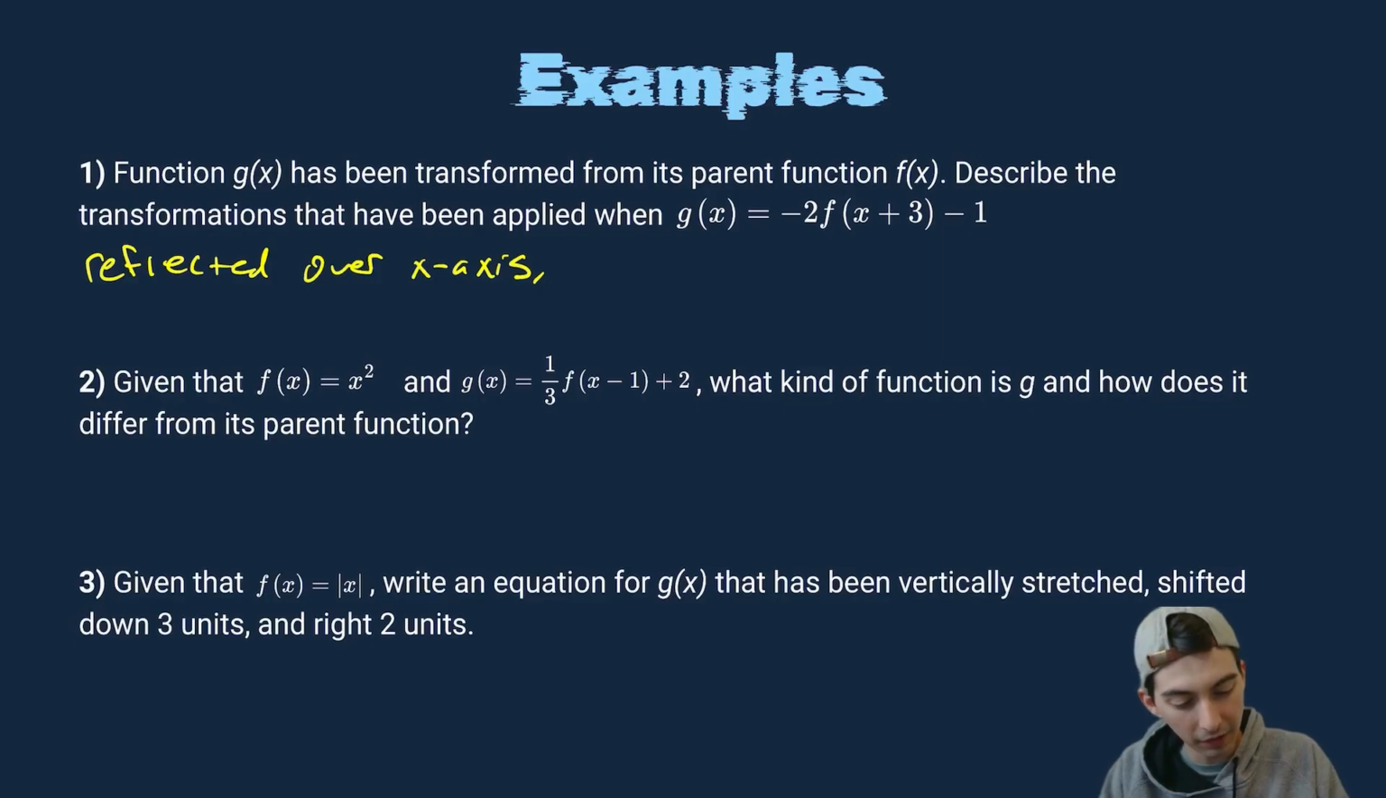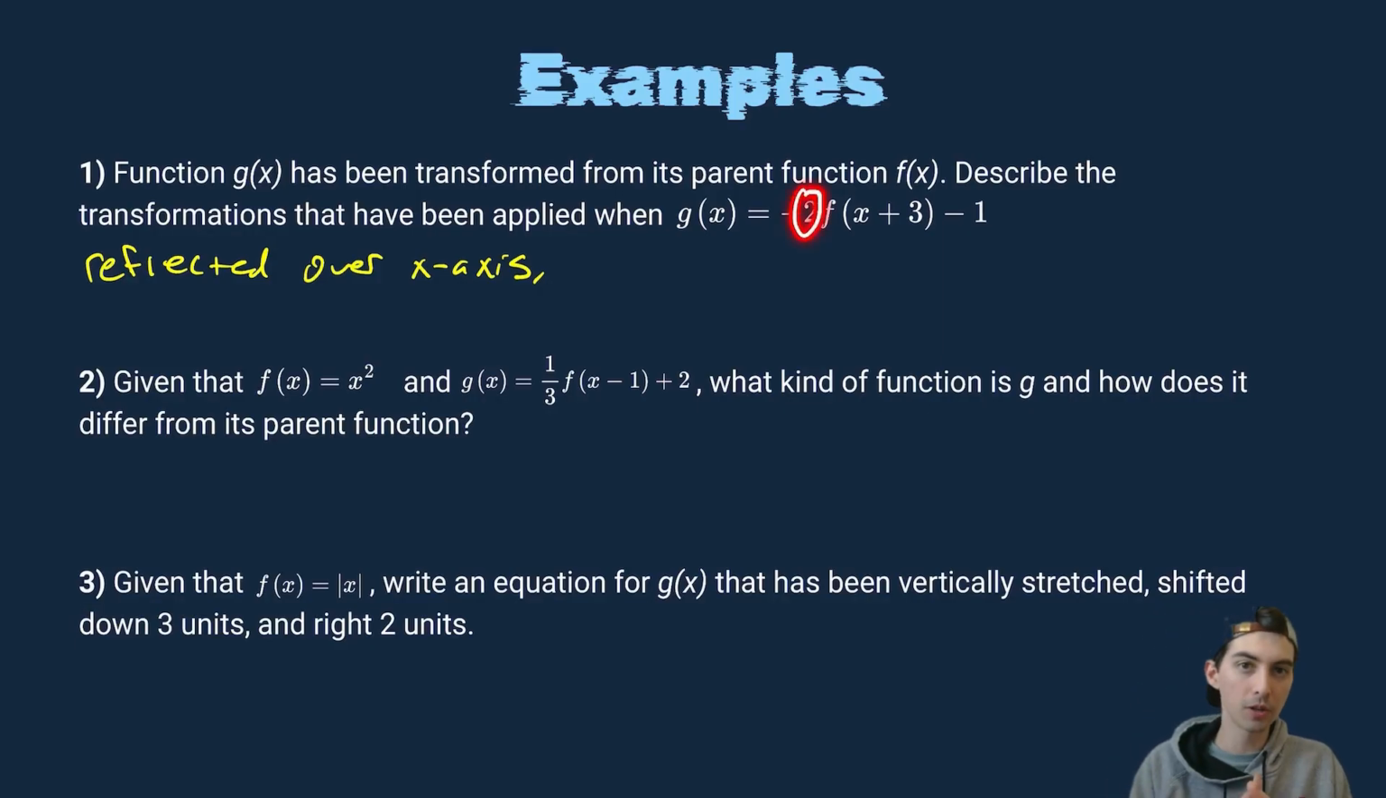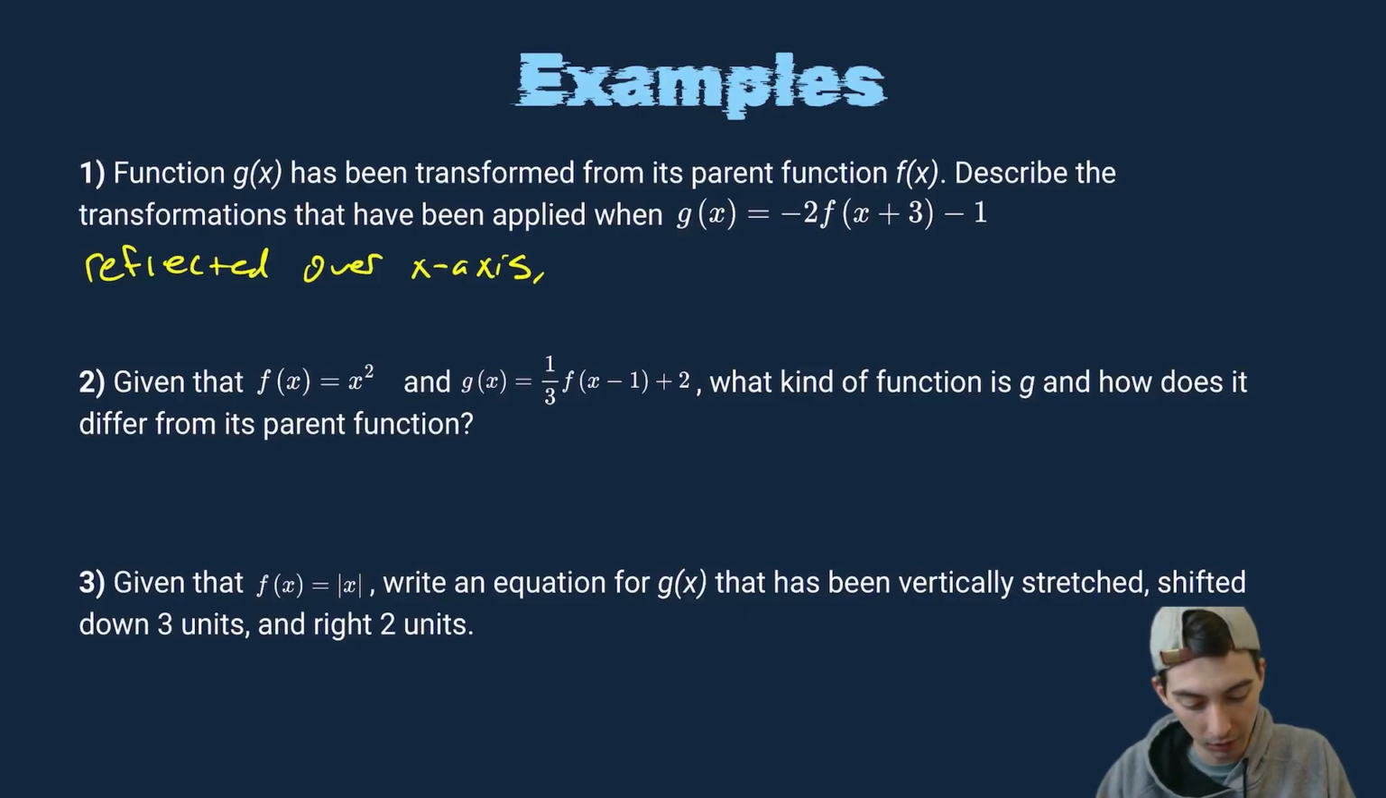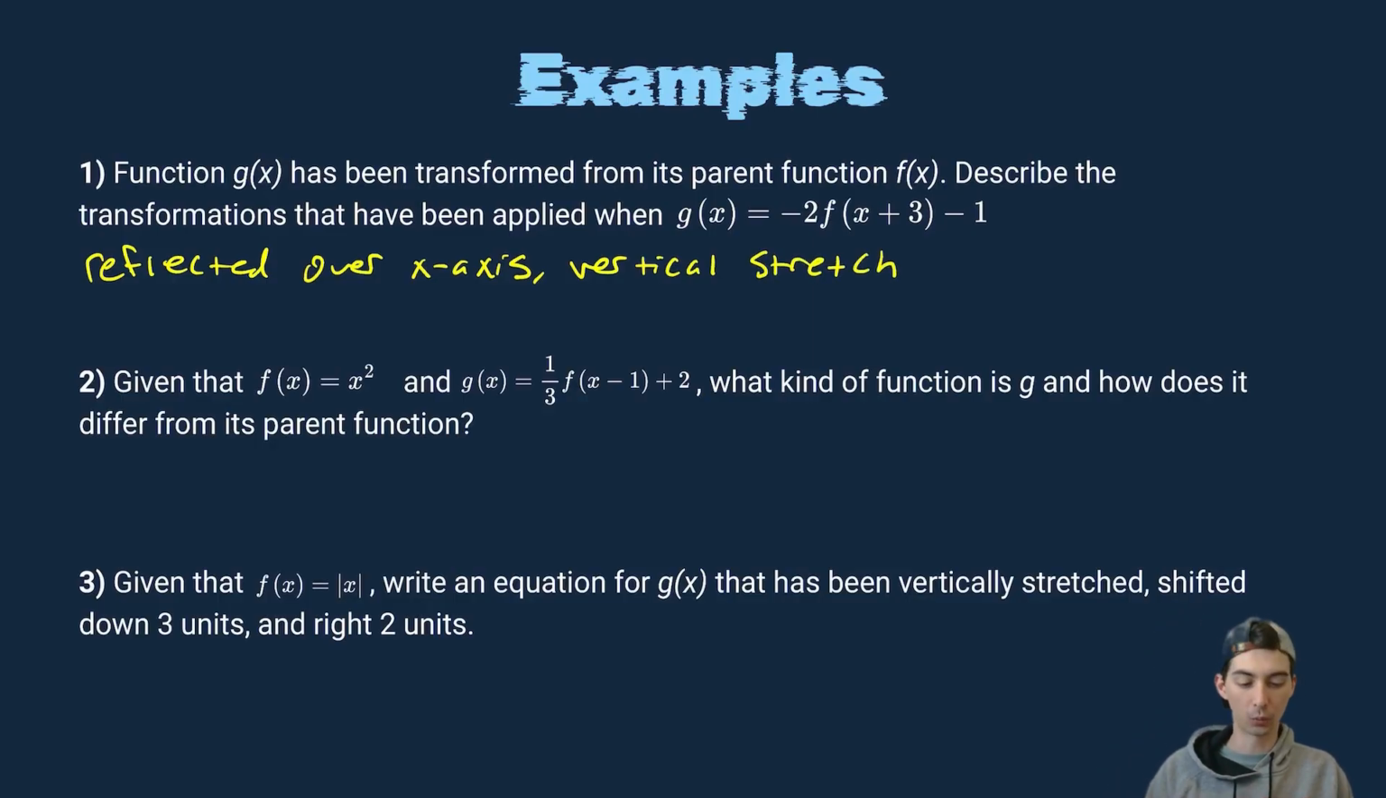And then we also have this 2 here. Now it's very important for us to separate the 2 from the negative. Okay, we talked about if a is less than 1, it's a compression. So you would think -2 is a compression, but we've already used the negative for our transformation. So now we're looking just at the number 2. Since 2 is bigger than 1, it's still going to be a stretch. It's going to be a vertical stretch. It's just going to be opening downward as well.